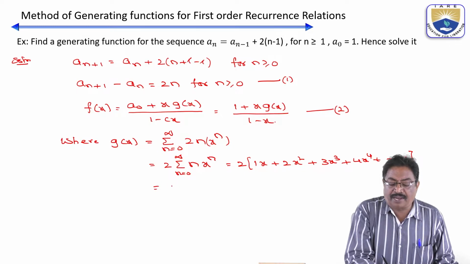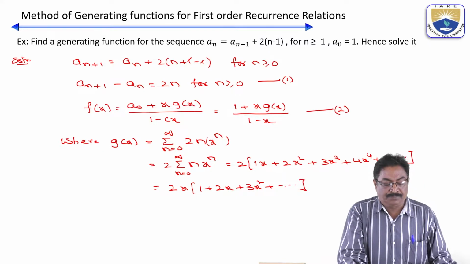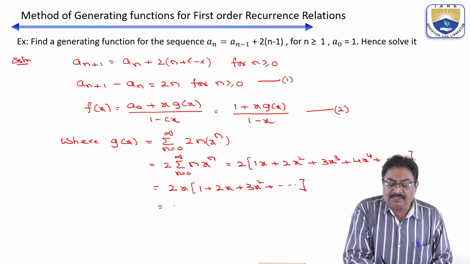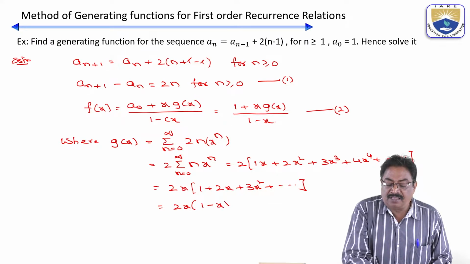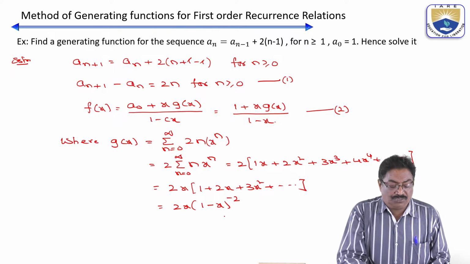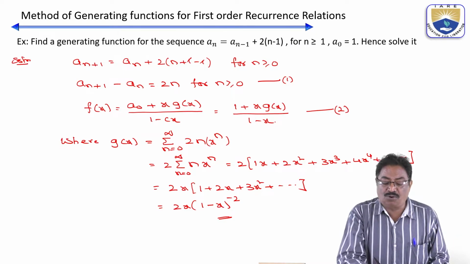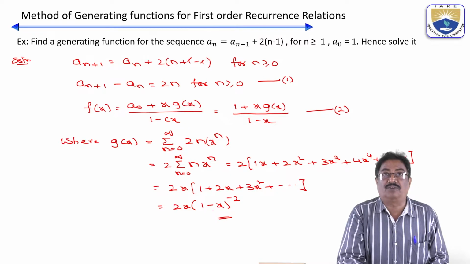So this I am going to write as 2 into x, I took common. Then it is 1 plus 2x plus 3x square plus and so on. So this is nothing but the expansion of 1 minus x whole to the power of minus 2. So now g of x value is equals to 2x into 1 minus x whole to the power of minus 2. The whole expression is equals to this one.